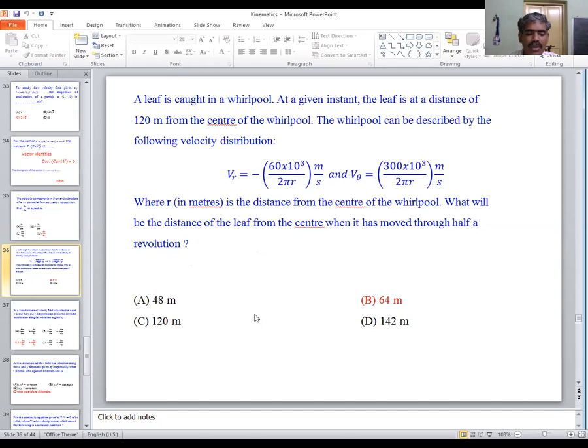So I have to find a correlation between the angular velocity as well as the radial velocity. Then I have to separate the variables, that is r variables and theta variables. The r is varying from 120 to some particular distance, which you have to find out, but theta is from 0 to pi. So I have to use those values in the calculation.